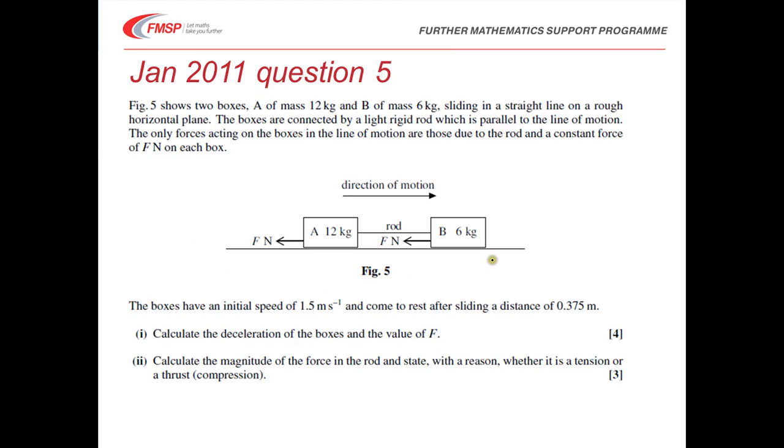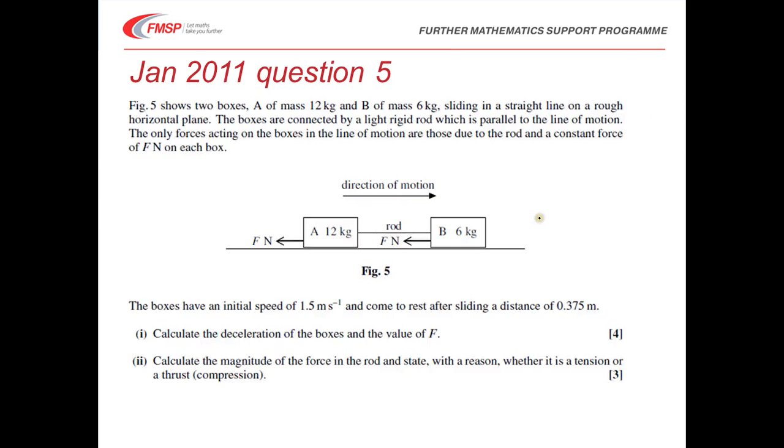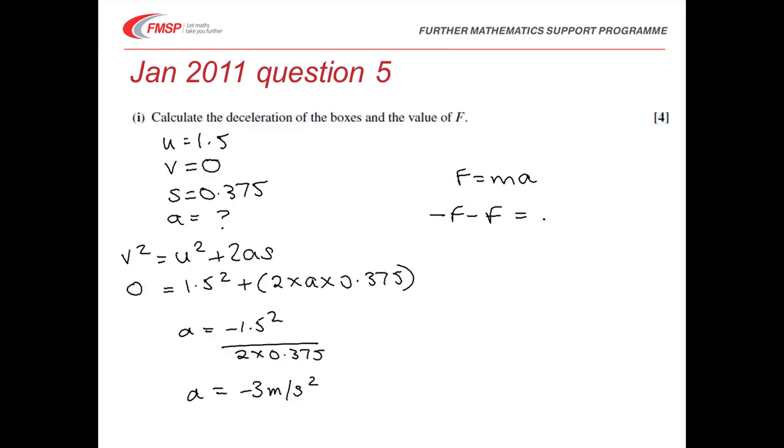So I'm going to consider the system as a whole, both particles together, and do F equals ma. The only forces acting on the system as a whole are minus F, acting on each particle against the direction of motion. The total mass of the system is 12 kilograms plus 6 kilograms, so the mass is 18, and the acceleration is minus 3, which we've just worked out. Minus 2F is therefore minus 54, so F must be 27 newtons. So that's part 1.